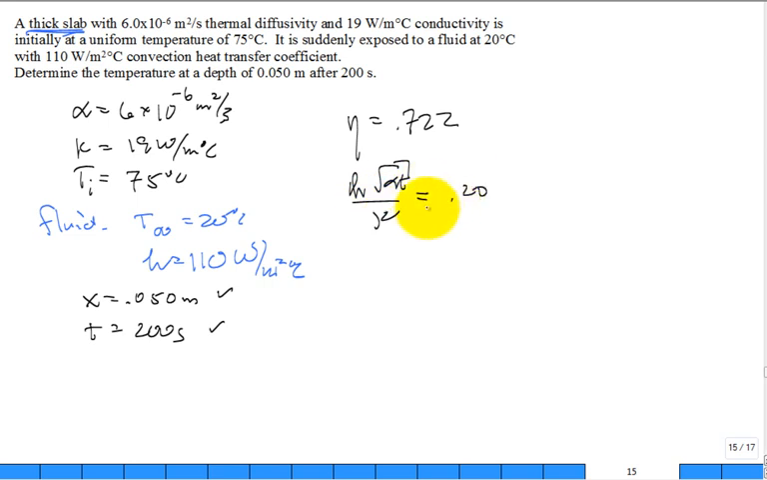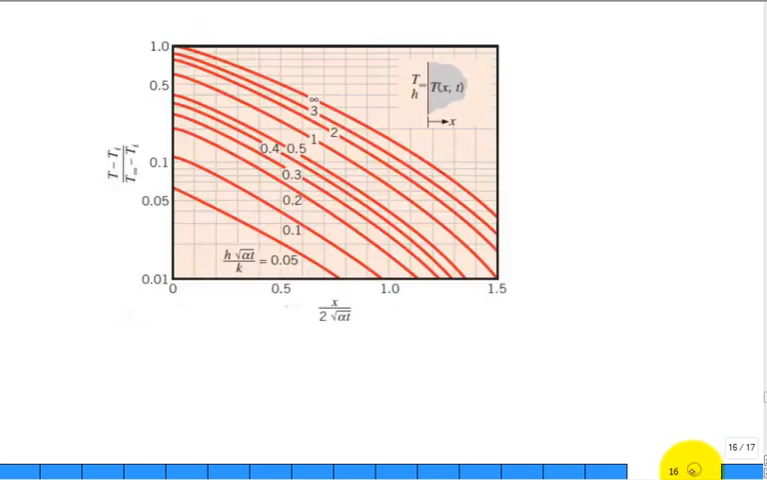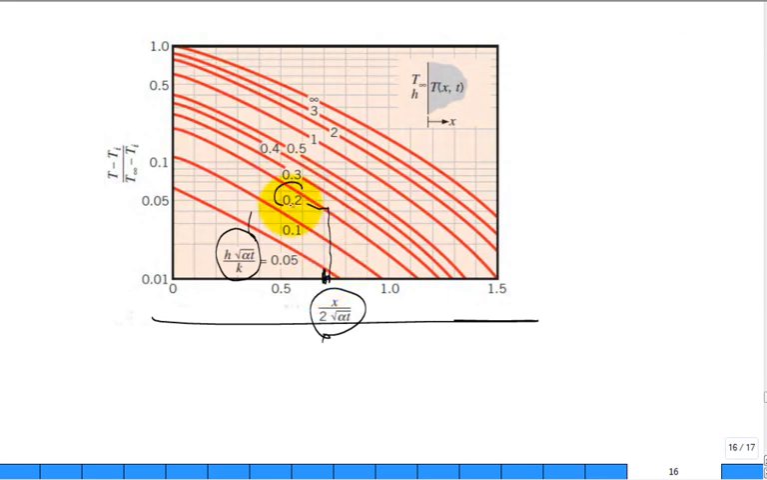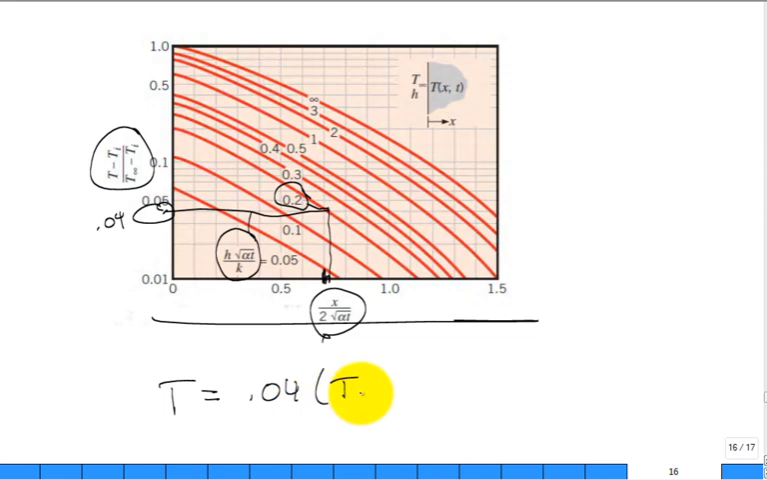And you could use the analytic equation. You could also use, in our textbook, plots like this. So here is our similarity variable. Here is that modified Biot number. You come in about 0.7, a little over, 0.72. Come up to where this 0.2, read across. Get this as 0.04. It should match the analytic if you plug them all in, use the complementary error function, and then unravel, and then you calculate that final temperature. T is equal to 0.04 times T infinity minus Ti plus Ti.